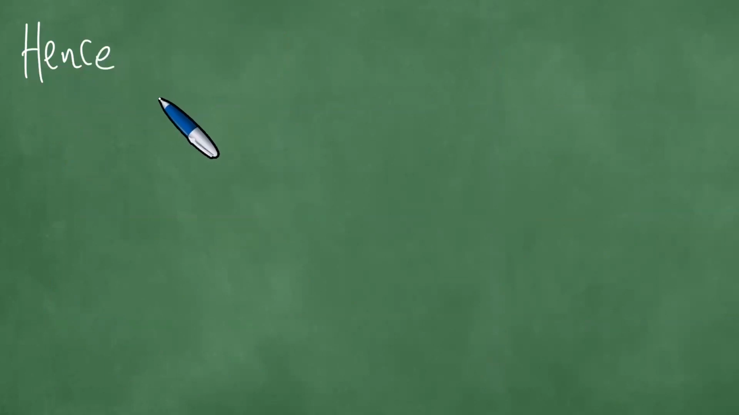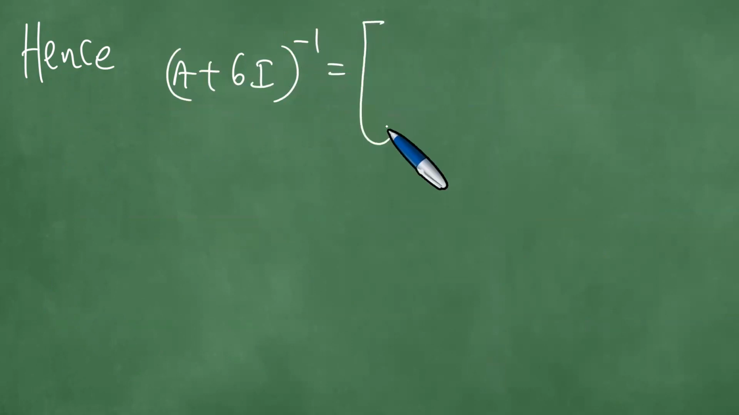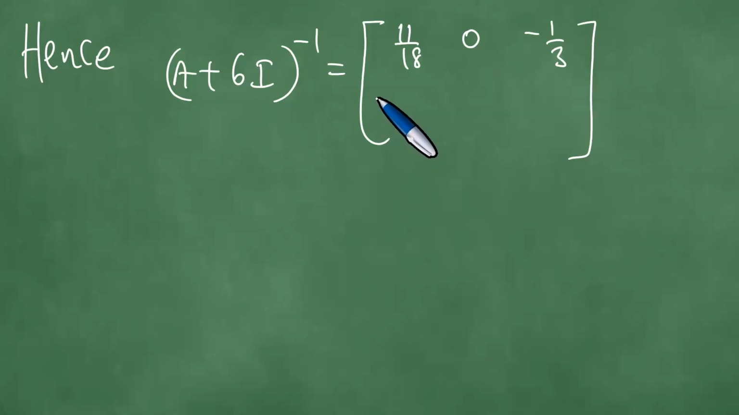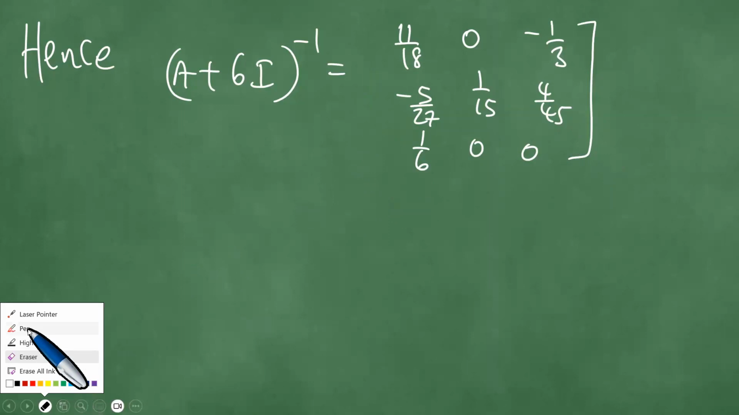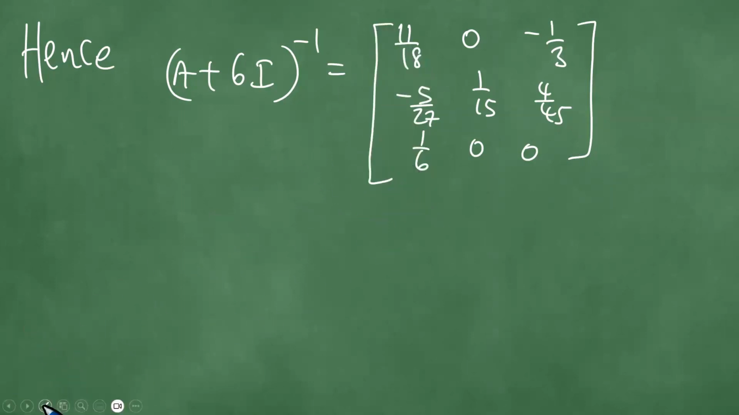hence, A plus 6i inverse is 11 out of 18, 0, minus 1 out of 3, minus 5 out of 27, 1 out of 5, out of 15, 4 out of 45, 1 out of 6, 0, 0. So this is what we get.